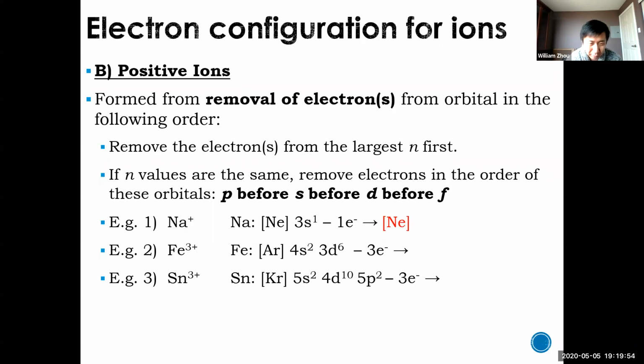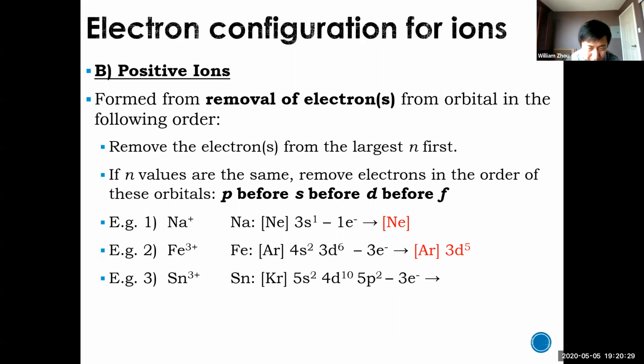Iron 3 plus. If you check out iron 3 plus, which ones would you take? Because you've got to get rid of 3 electrons. 4s versus 3d. Well, you've got to take it from the 4s because you have to take from the largest n. 4 is bigger than 3. You get rid of those 2 first, and then you take away 1 more electron from the 3d. So you have, in the end, 3d5. You see how this works, guys?